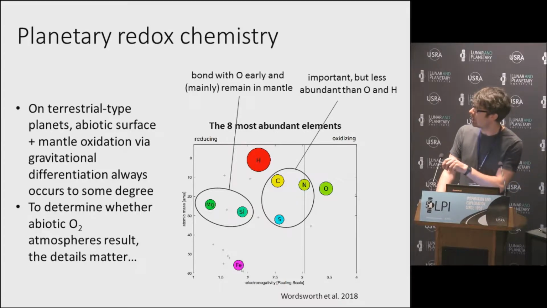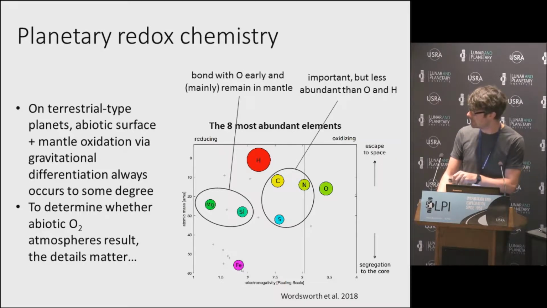And 3 of them are important, carbon, nitrogen, and sulfur, and relevant to climate, but generally speaking less abundant than O and H. So when we're thinking about redox in the broadest possible terms, it's these big 3, hydrogen, oxygen, and iron, that tend to dominate. And iron is higher mass, tends to be segregated towards the core. On terrestrial mass planets, hydrogen tends to escape to space. And as a result of this, there is always a tendency for oxidation on terrestrial type planets.